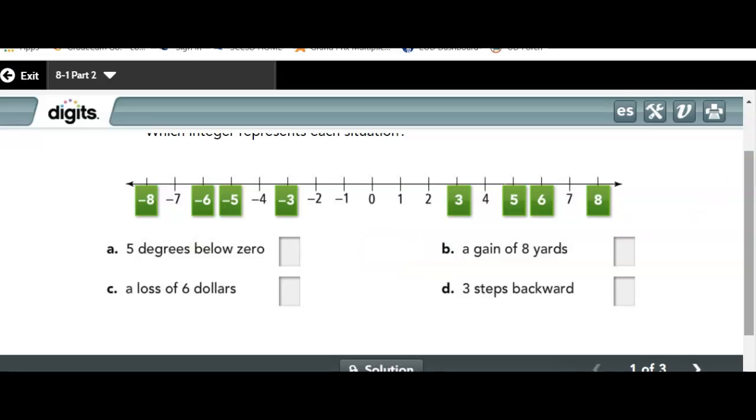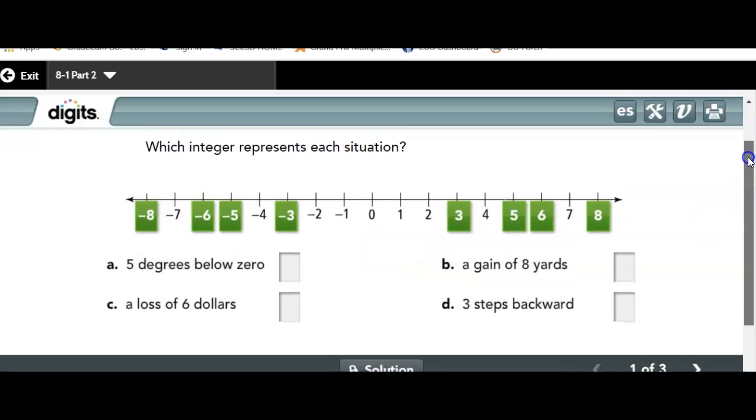Okay, we have some situations here we're going to go over. This is probably the hardest part of integers, is determining what the integer is. Given a situation, making the right integer. Okay, so this is on your paper. I want you to go ahead and solve A, B, C, and D.